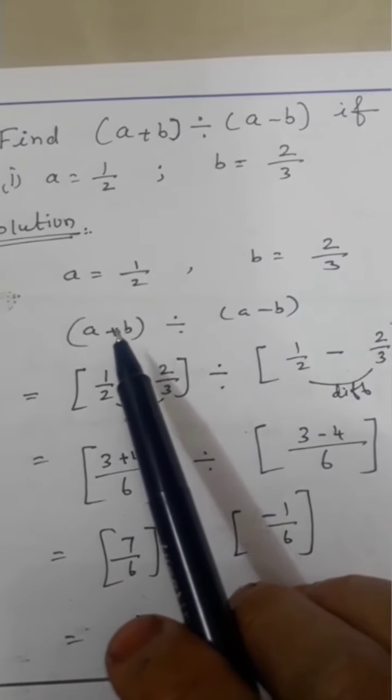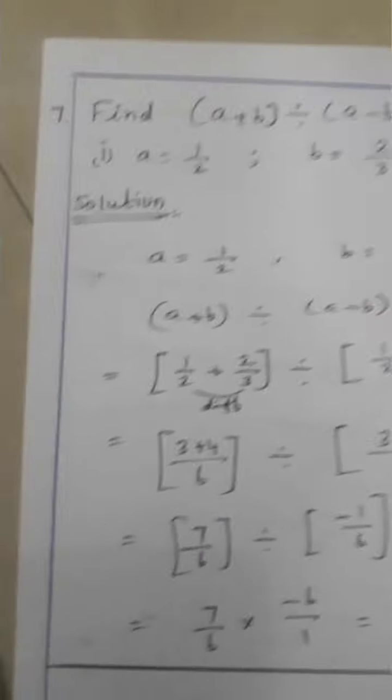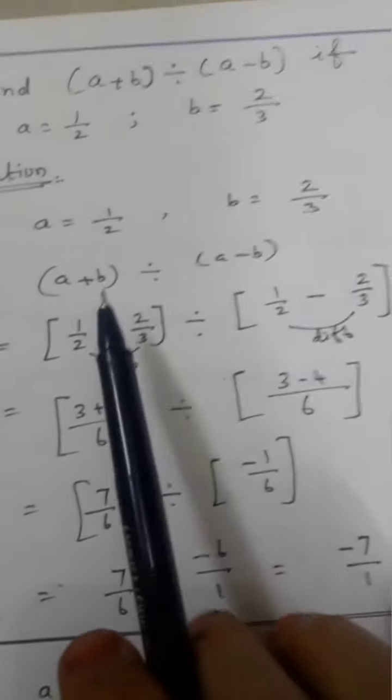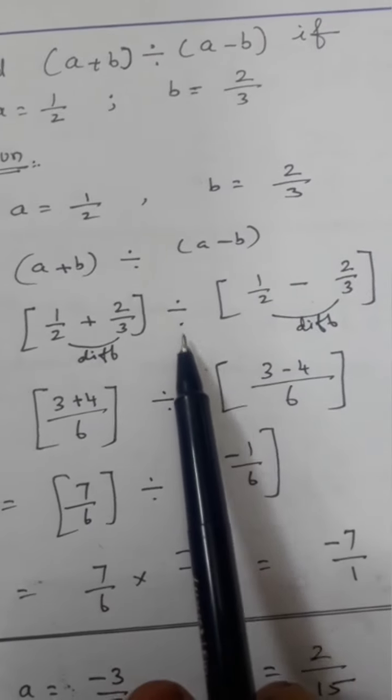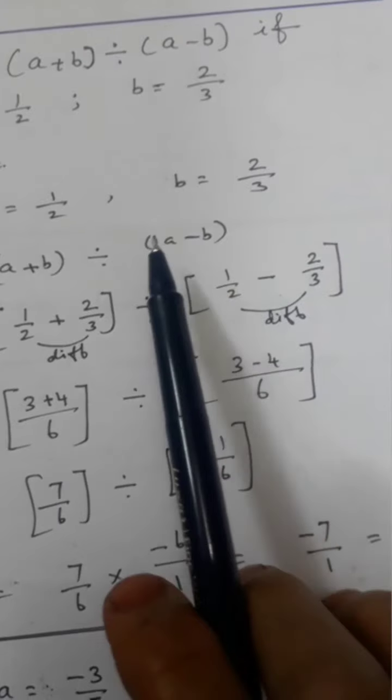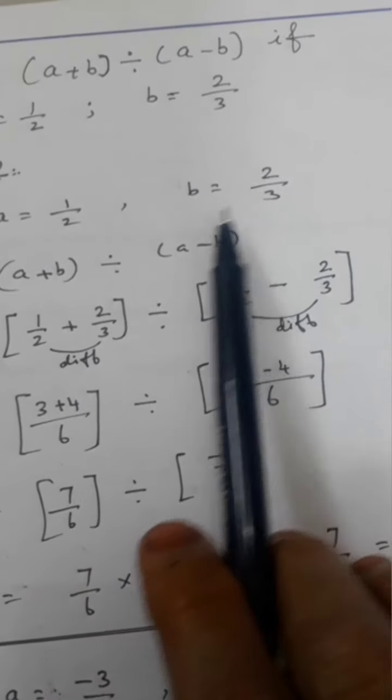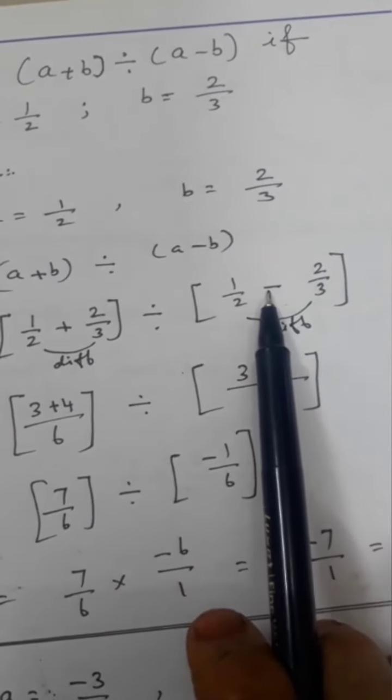(a + b) first, put it in a bracket, equal to, then start the bracket. The a value is 1/2, next symbol is plus, b value is 2/3, then the division symbol. Start the bracket: a value is 1/2, minus, b value is 2/3.